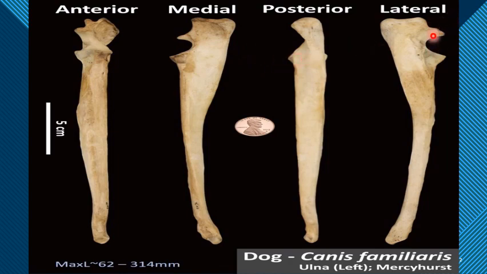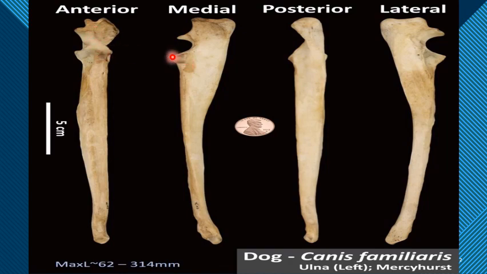So here we have the anconeal process of the olecranon, and this olecranon tuber forms the point of the elbow. Then just distal to the anconeal process, there is a semilunar notch, or half moon shaped notch, which is known as the trochlear notch.